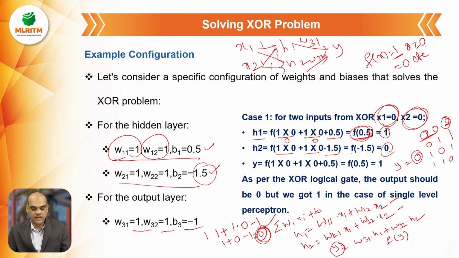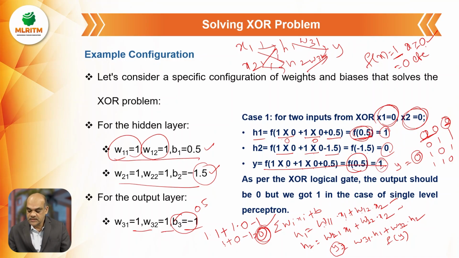Both are matched here. So we can solve the problem when the inputs are 0, 0. Now let us try to modify the bias here. I am taking the bias as 0.5 again. If we take 0.5, what is the output we are going to get here? 1 into 0 plus 1 into 0 plus 0.5, f of 0.5. If f of 0.5, the output we are going to get is 1.